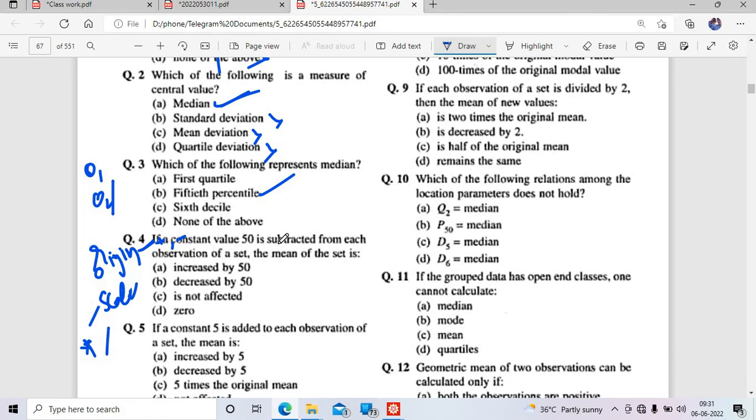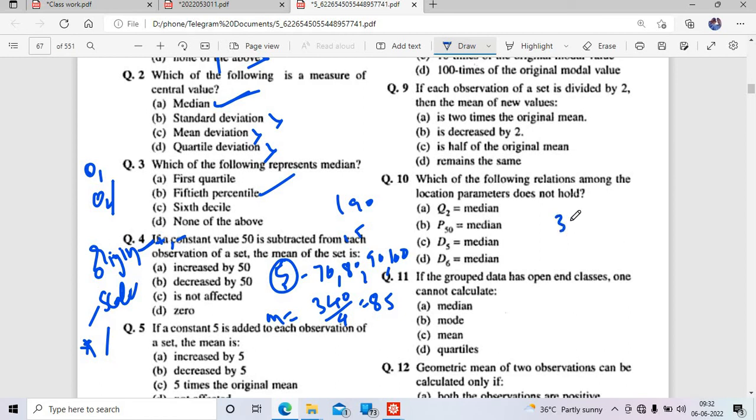Before going to this, you can just take some example. For example, say you have four data values: 70, 80, 90, 100. If you find the mean, what value will you get? 70 plus 80 is 150, plus 90 is 240, plus 100 is 340. 340 divided by 4: 4 8s are 32, 20 means 5. So 85 you are getting. What they are saying is 50 is subtracted from each observation.